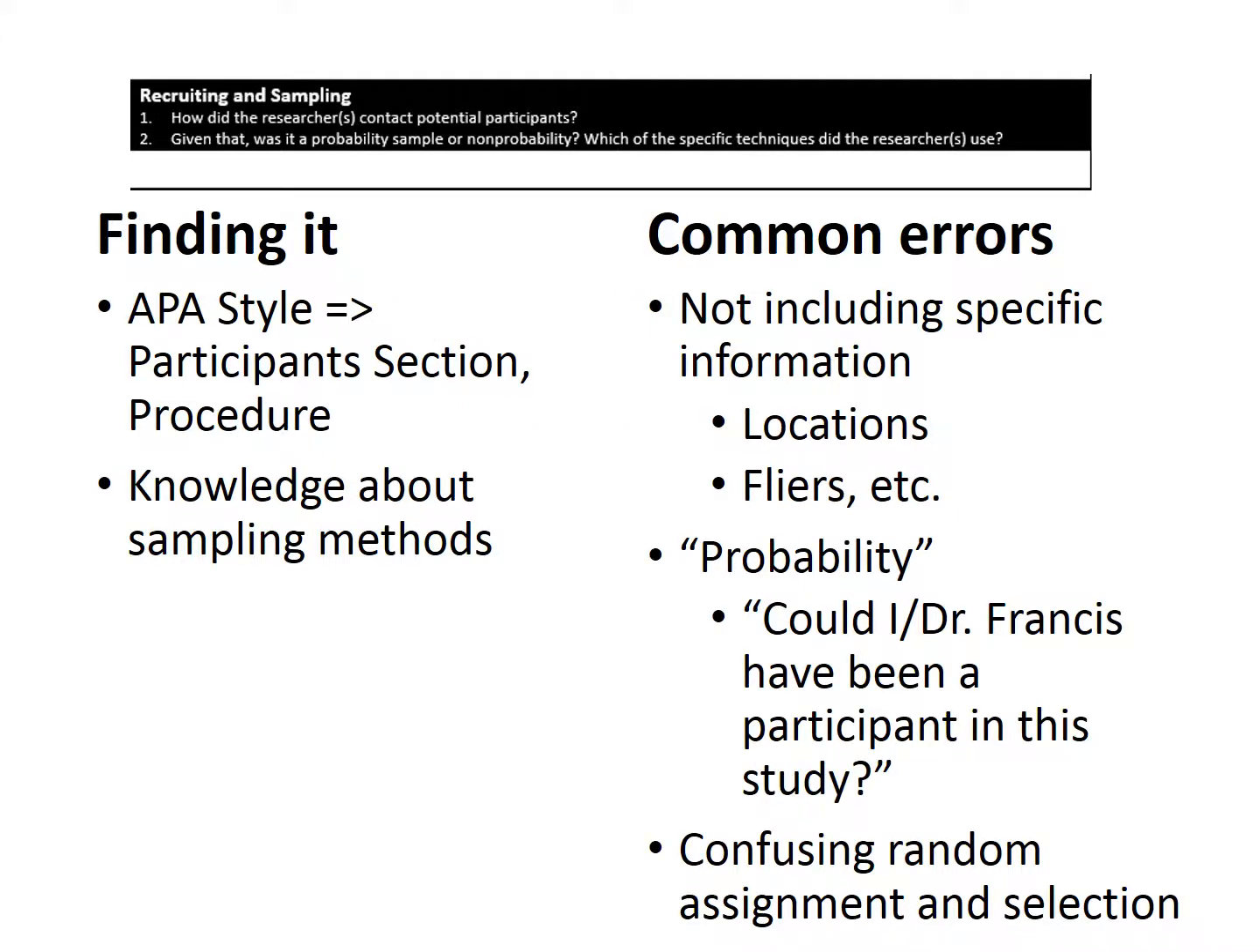In APA style, we typically find the information about recruiting in the participant section and the procedure. Then we can use our knowledge of the concepts and the population to identify the method being used. There were a few common errors related to this section, including not including specific information, like the locations or that the mindfulness study recruited by posting flyers and so forth.